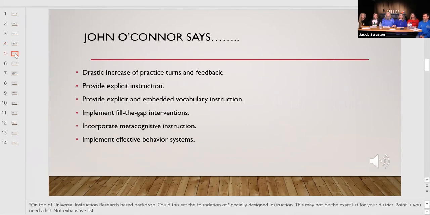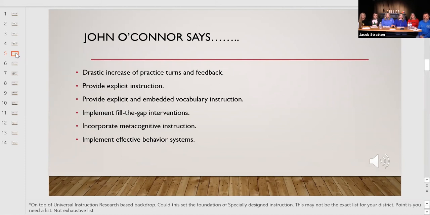So based on the work of John O'Connor, again, he's the one that Brenda referenced just a little bit, who is the author of Great Instruction, Great Achievement. He said that one of the most important things for our students with disabilities is that we increase the opportunity for the students to have practice turns and feedback, and that we deliver instruction explicitly. So we have to follow that explicit model, with very explicit vocabulary instruction. A lot of times our students come to us with a deficit in vocabulary, so our explicit vocabulary instruction is very important.